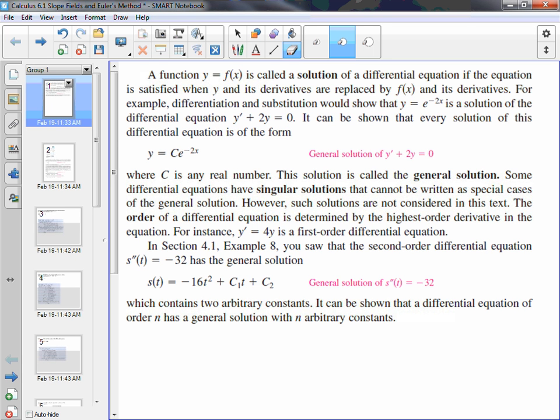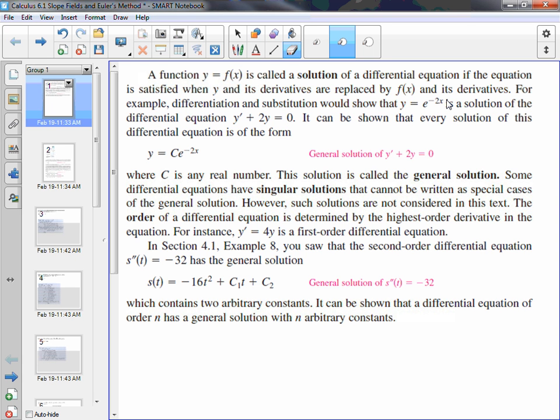Some differential equations have singular solutions that we've never talked about that cannot be written as special cases of the general solution. However, such solutions are not considered in this text. The order of a differential equation is determined by the highest order derivative in the equation. For instance, y prime equals 4y is a first order differential equation. If we made that y prime equals 4y double prime, that'd be a second order differential equation.